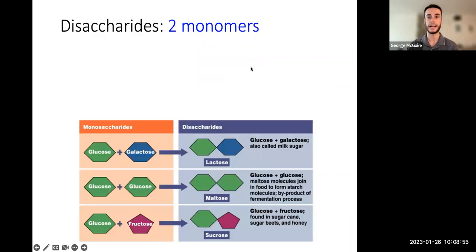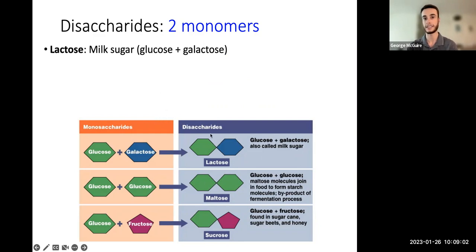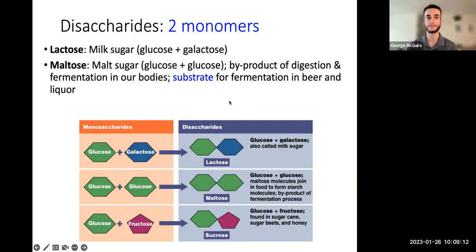We then have our disaccharides, which are two of those monomers together. And so depending on which monosaccharides are combined, that creates a different disaccharide. So glucose alongside galactose is what makes up lactose, again, in all mammalian milk products. This is our milk sugar. Maltose is made up of two glucose molecules together. This is what gives that malt flavor to things like beer and liquor or malt balls.